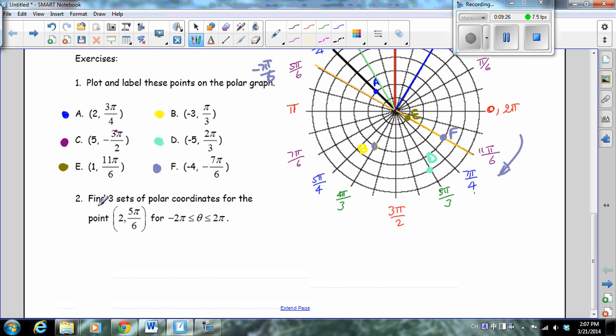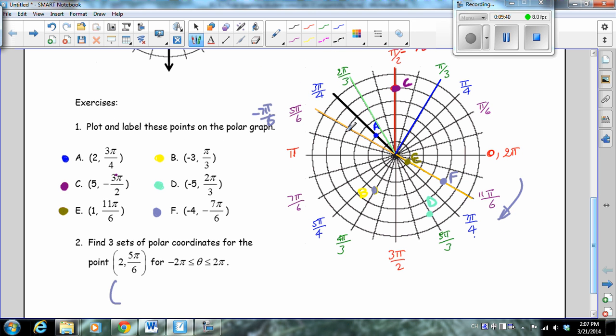Let's go further and find 3 sets of polar coordinates for the point 2, 5 pi over 6, and we want it between negative 2 pi and 2 pi. Now the first thing is 2 is in case you go toward the 5 pi over 6. What if you go away from the 5 pi over 6?